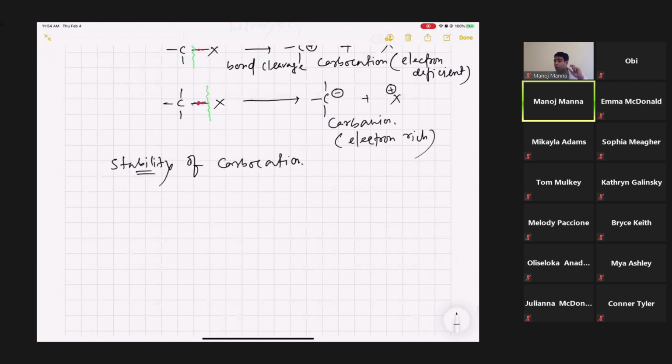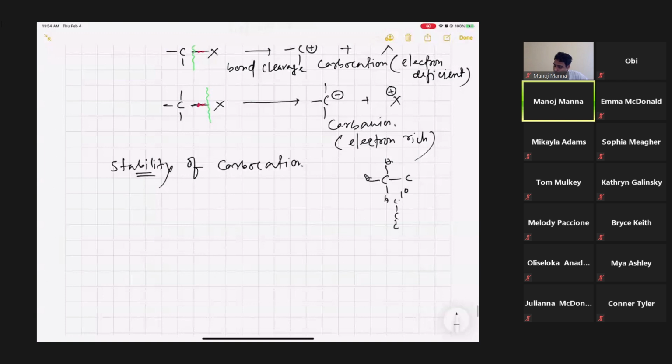Now we already discussed 1 degree, 2 degree, 3 degree carbon, right? Because now we need that knowledge to explain the carbocation stability. Just for a recap, if you have a carbon attached to 1 carbon, we call it 1 degree carbon. If a carbon is attached to 2 carbons, we call it 2 degree. So we know those kinds of things, so I'm not writing them again.